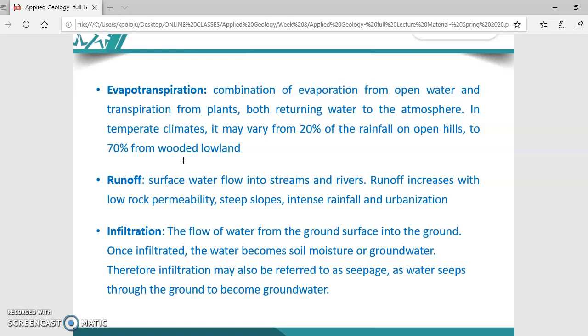And infiltration. The flow of water from the ground surface into the ground is called infiltration. Once infiltrated, the water becomes soil moisture or groundwater. Therefore, infiltration may also be referred to as seepage, as water seeps through the ground to become groundwater. I hope you understand the definition of infiltration. Infiltration is nothing but the flow of water from the ground surface into the ground.